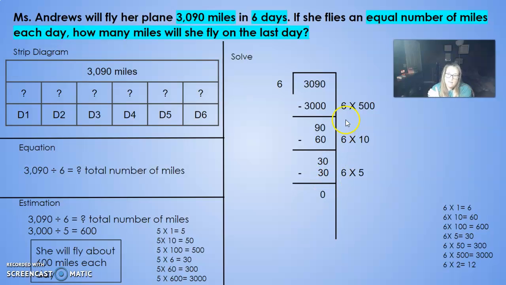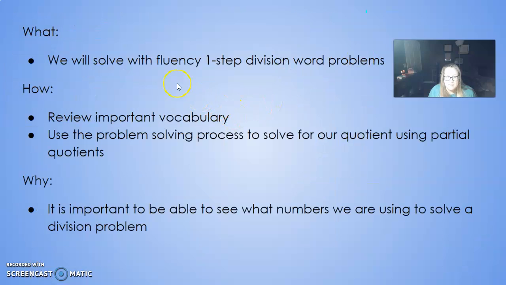So now I'm going to use all the things that I multiplied times 6. So 500, 10, and 5. 500 plus 10 plus 5 gives me an answer of, that's right, 515. So I know my quotient to this problem is 515. And if I compare that with my estimation, 515 and 600 are pretty close together, so I know my answer is reasonable. So let's review what we talked about today.